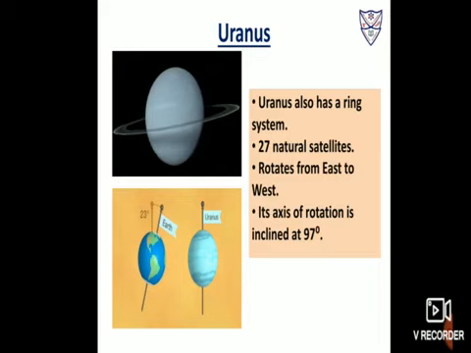Uranus. Now Uranus also has a ring system, and it has 27 natural satellites. Like Venus, Uranus also rotates from east to west. And the most remarkable feature of Uranus is that it has a highly tilted rotational axis. Its axis of rotation is inclined at 97 degrees. This means it rotates almost on its side. The Earth, with its axis at 23½ degrees, spins like a top, while Uranus rolls like a ball.